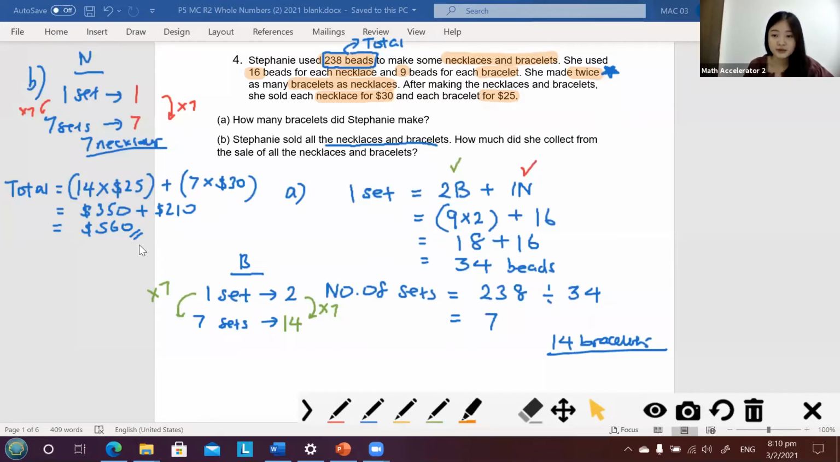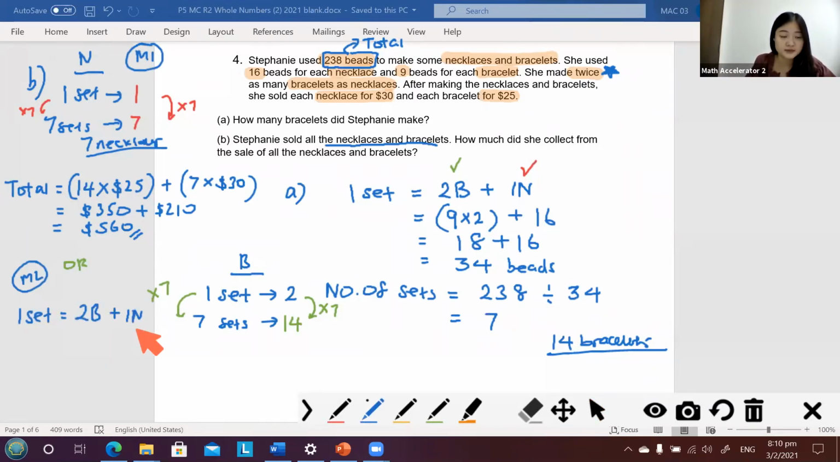So what's the other way? Okay, the other way, so I give you 2 methods. So how do you see which one you prefer? So this is method 1. Okay, method 2. In one set, we have 2 bracelets and 1 necklace. What's the value of the set here?